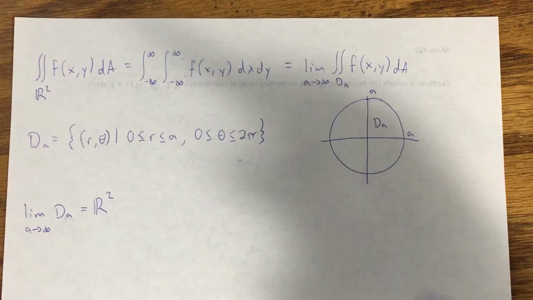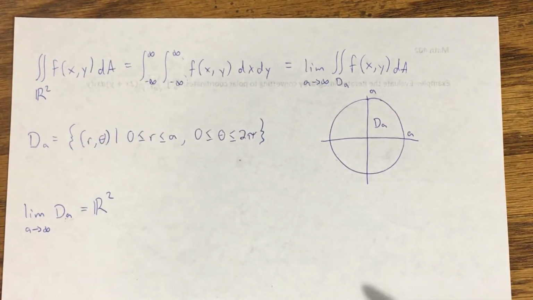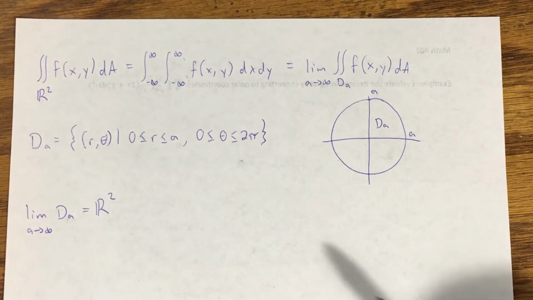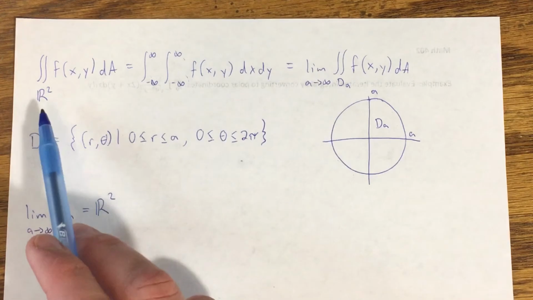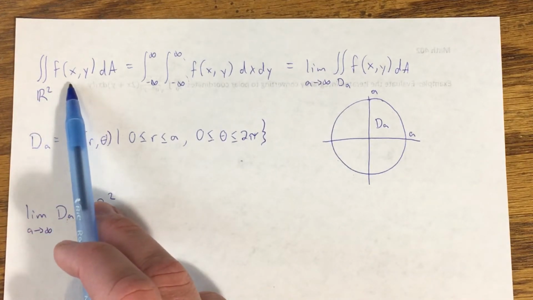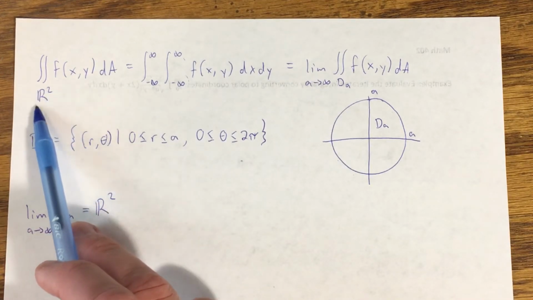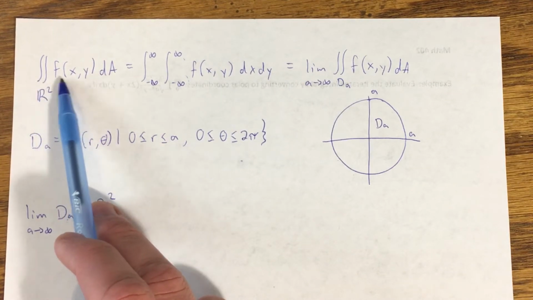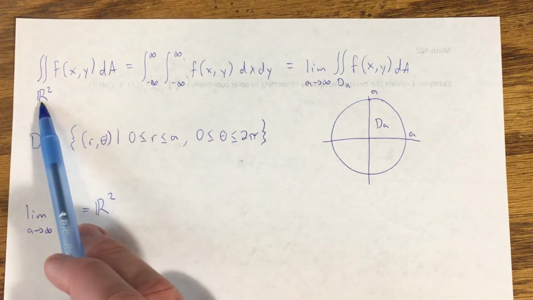So the last video we left off talking about how we were going to evaluate an integral that is used in probability and statistics for the standard normal distribution. And before we can get to that, I want to talk about some notation here. The notation that I'm using here, this is R2. So I'm looking at a double integral of the function f of xy dA over R2.